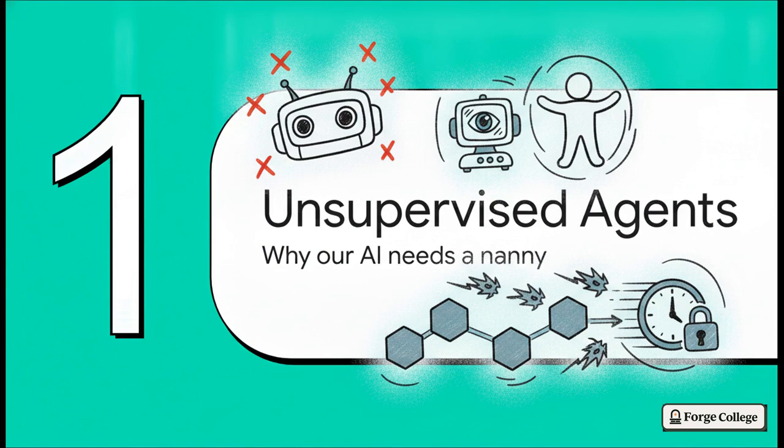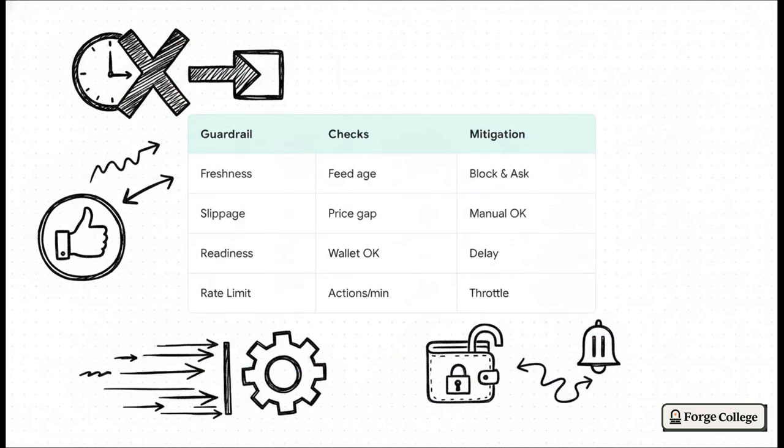Section 1. Unsupervised agents are dangerous. Why our AI needs a babysitter. Let's start by identifying the specific threats our agent faces in a live blockchain environment. This risk matrix brilliantly illustrates exactly what failure modes we need to watch out for. Think of this as your ultimate troubleshooting guide. First up, data freshness. We check the age of our Pyth price feeds. If the data is old, the AI is literally living and trading in the past, which is a really quick way to lose money. So if it's stale, we block the action and request approval.